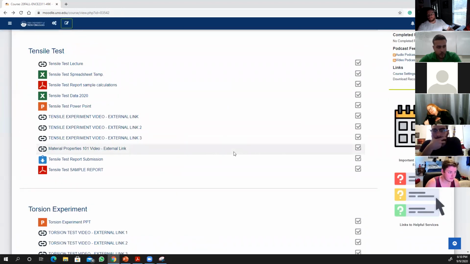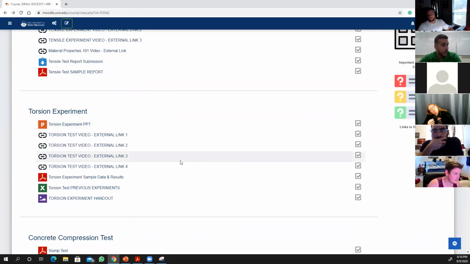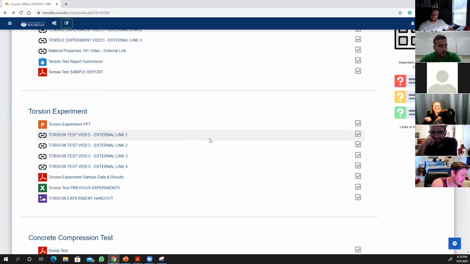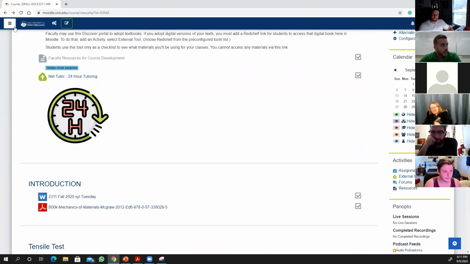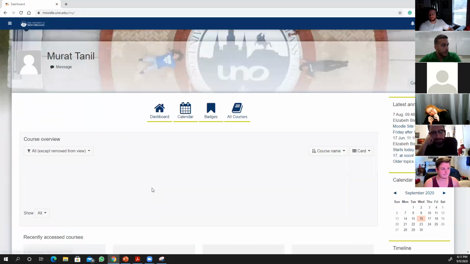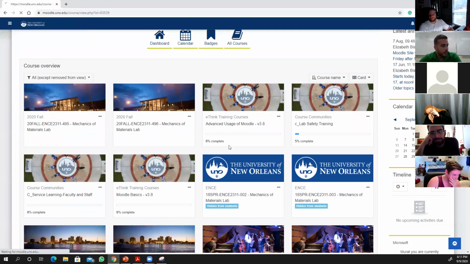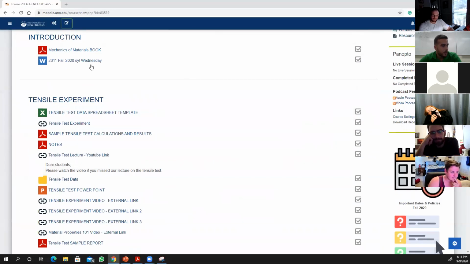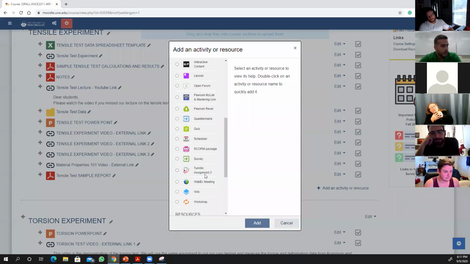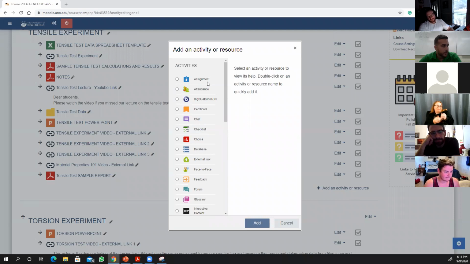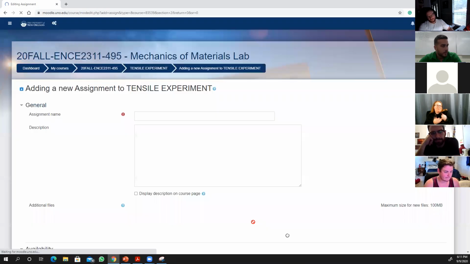Tensile is done. I don't want to hear anything about Tensile. I don't want to talk about Tensile. Real quick about Tensile. I actually have it pulled up right now. I can't see that submission file right there. Yes, you don't have it. That's why I'm looking at the Tuesday section. This is on Tuesday. On Wednesday, I have not created it yet, but it is not too hard for me to create. I can just come here, add an activity, go down, assignments, add, simple.